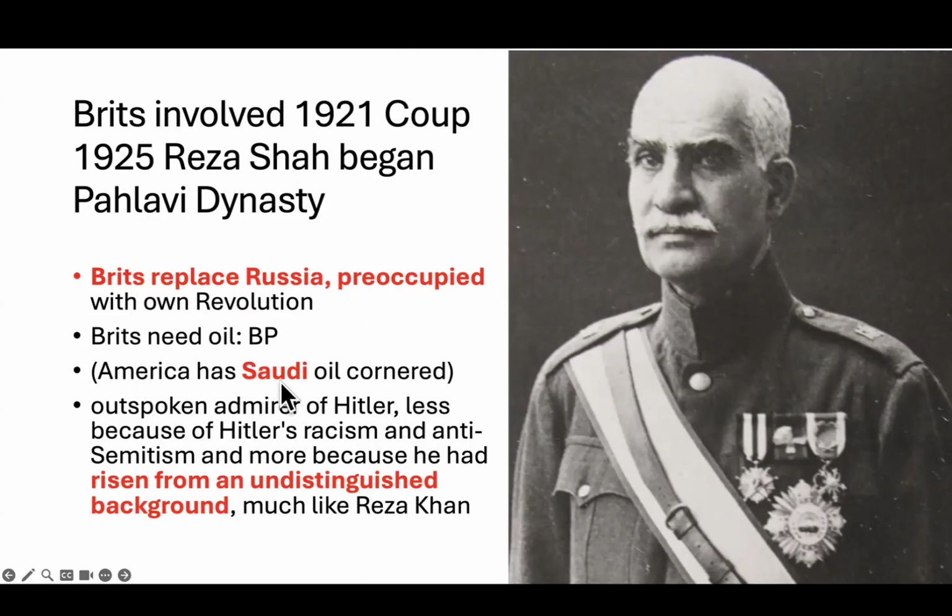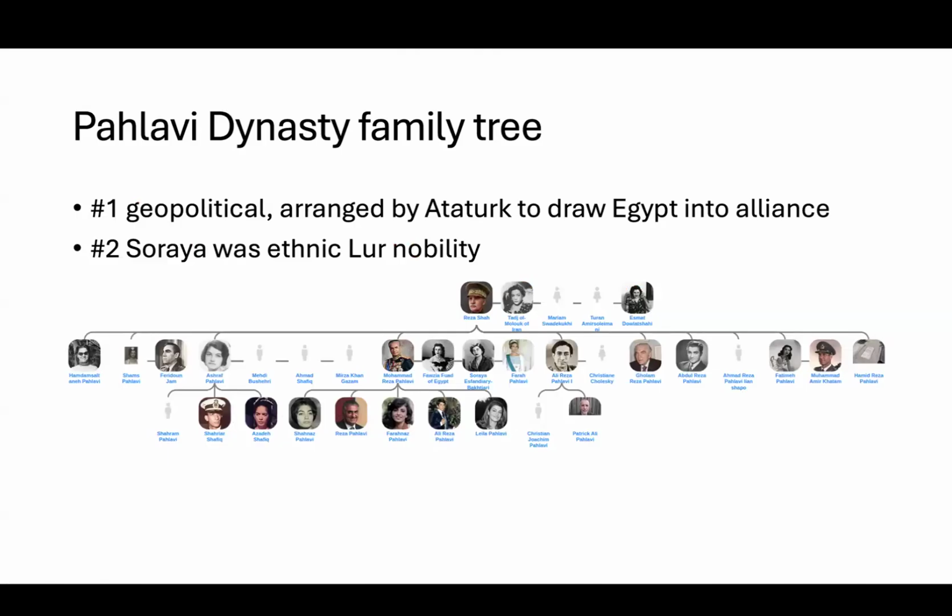America wasn't in the game because they had Saudi oil for a lot of interesting reasons, not the least of which was the influence of American missionaries in Saudi Arabia at the beginning of the 20th century. It goes back a long time. Reza Shah was an admirer of Hitler, not so much because of the racism and anti-Semitism, but because of his background. Reza Shah rose from an undistinguished background, and he saw Hitler as a role model. Oh man! But it plays a role in just a second.